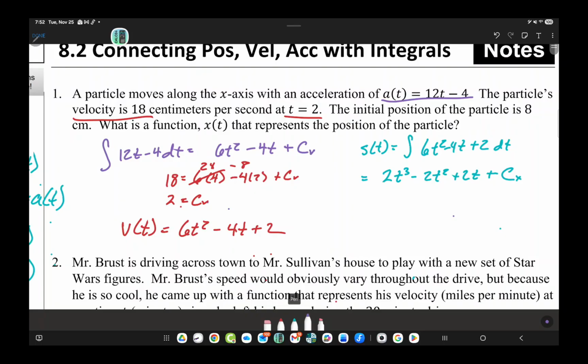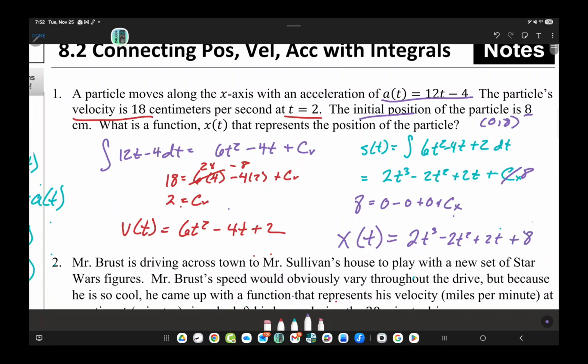All right. Now, the really nice thing is it says the initial position of the particle is 8. That right there, initial position is 8. That means at 0, 8. So 8 is equal to 0 minus 0 plus c, whatever your constant is. So that means this is just 8. So my position function, they wanted x of t, not s of t, which makes no difference for notation, is 2t cubed minus 2t squared plus 2t plus 8.